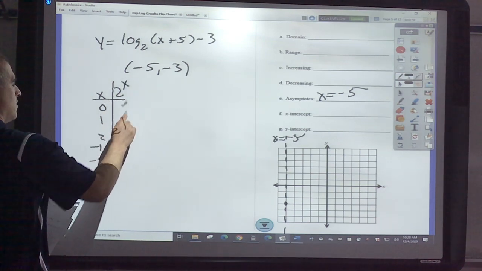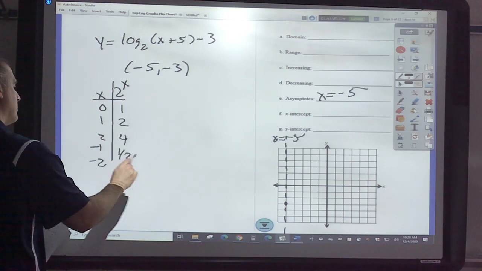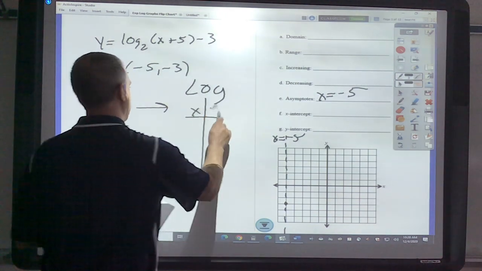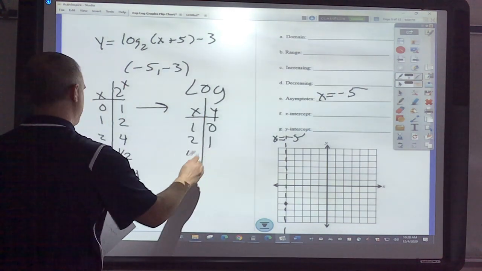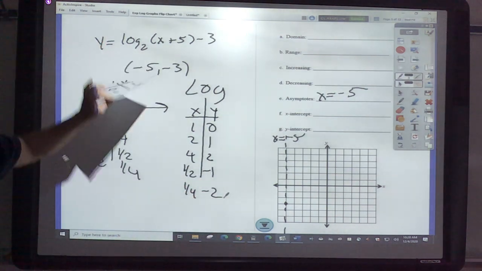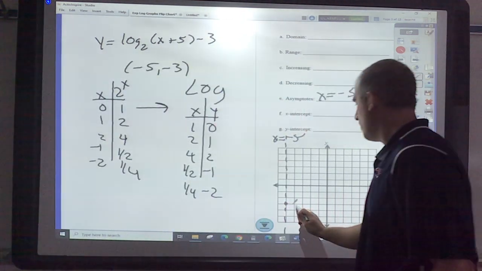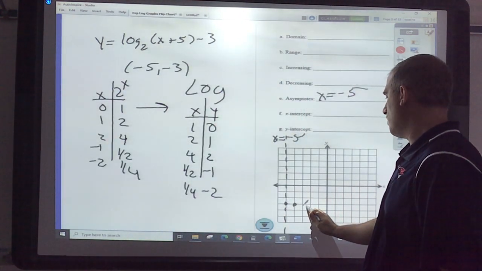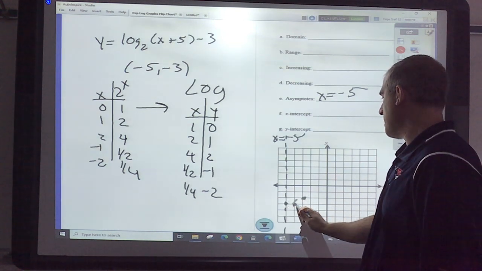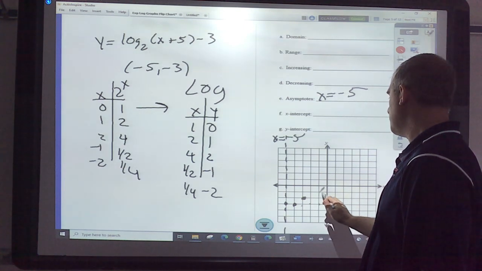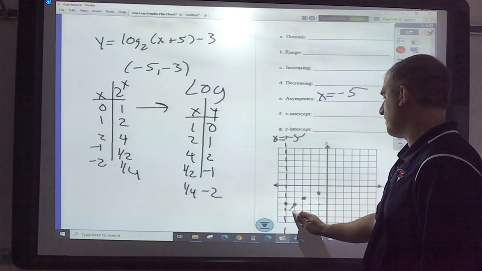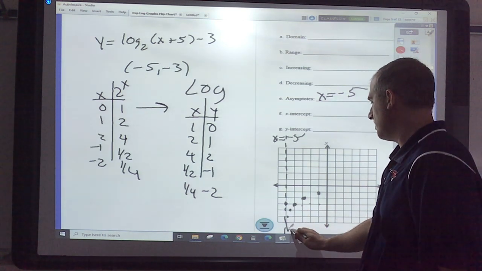2 to the 0 is 1, 2, 4, 1/2, 1/4. Since it's a log, now I want to flip this over. So 1, 0, 2, 1, 4, 2, 1/2, -1, 1/4, -2. Nothing out front, so I'm good. So from this anchor point, 1 over 0 up, 2 over, from the anchor 1, 2, 1 up like that. From the anchor 1, 2, 3, 4, 1, 2. From the anchor point, 1/2, -1, from the anchor point, 1/4, -2. So this is what this looks like.